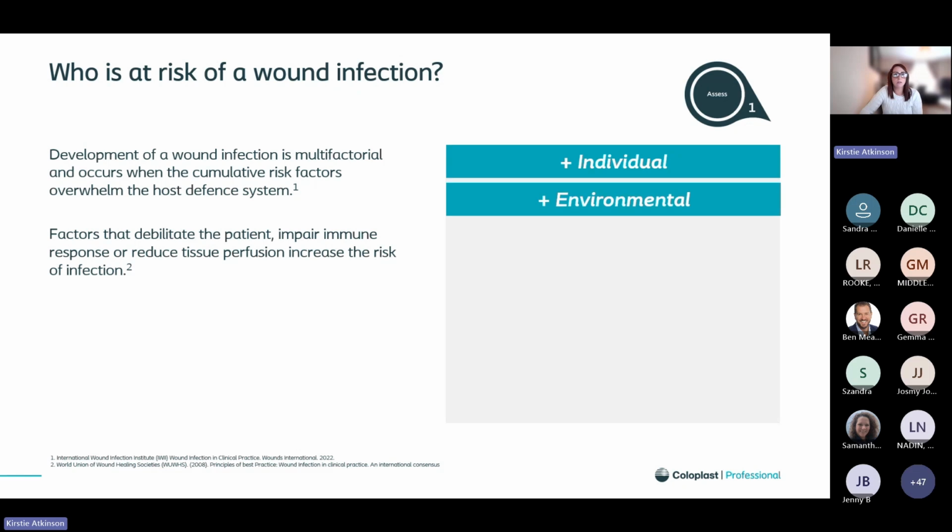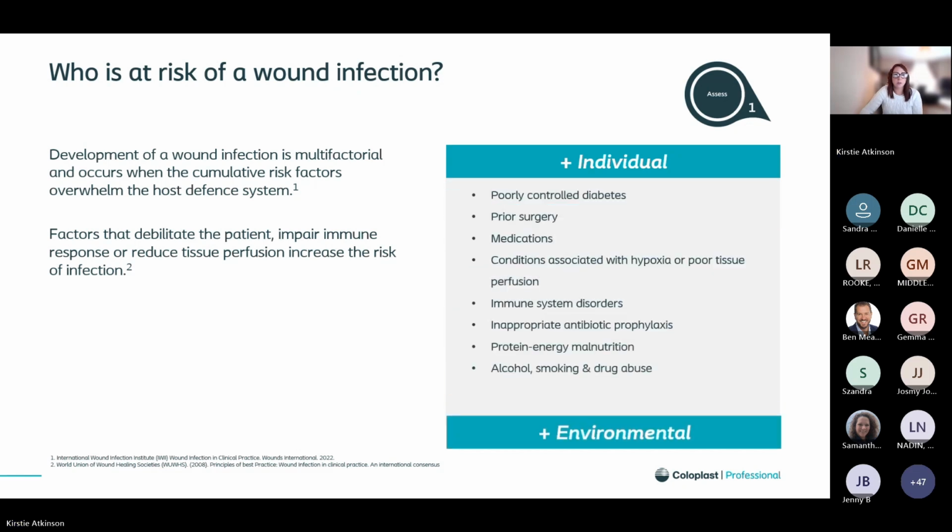When we get to our individual factors, these can cover things like poorly controlled diabetes, any prior surgery, certain medications, especially steroids or anything that's compromising your immune system, conditions that are associated with hypoxia or poor tissue perfusion, immune system disorders, because our body's just not in the right state to be able to fight it in the first place, inappropriate antibiotic prophylaxis, protein energy malnutrition, and alcohol, smoking and drug abuse as well.